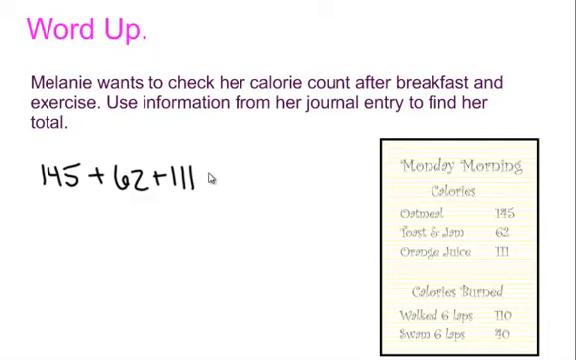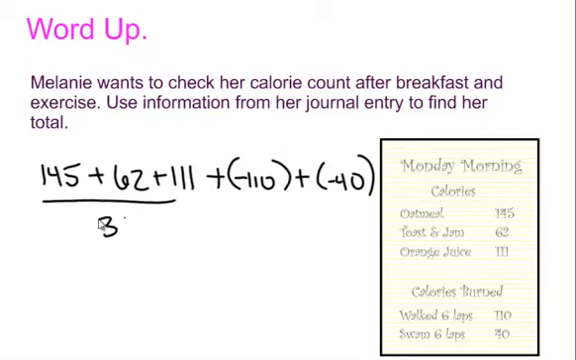Now, we're going to add a negative 110 because she burned 110 calories, and a negative 40 because swimming 6 laps, she burned 40 calories. So let's see what that looks like. I'm going to add all the positives together here. When I add all those positives together, I get 318. And let me add these negatives together. When I add these negatives together, I get negative 150.